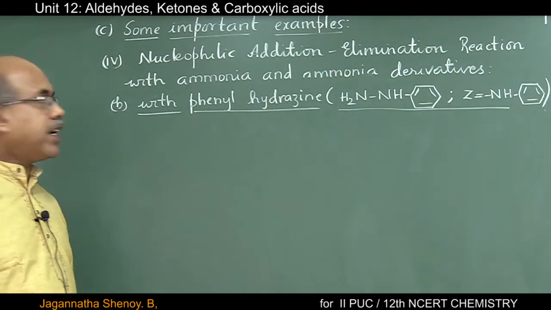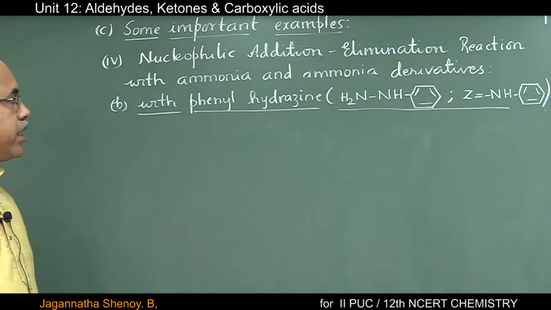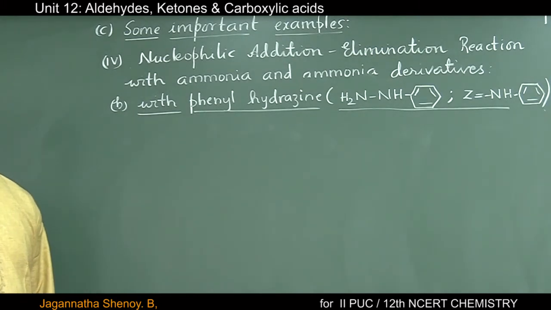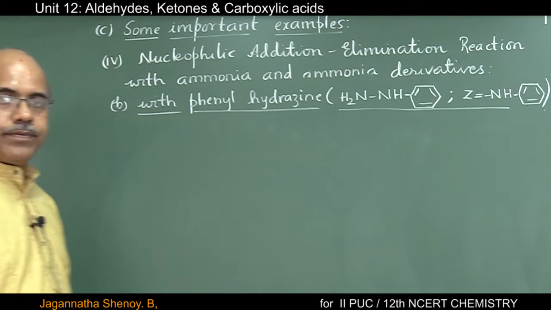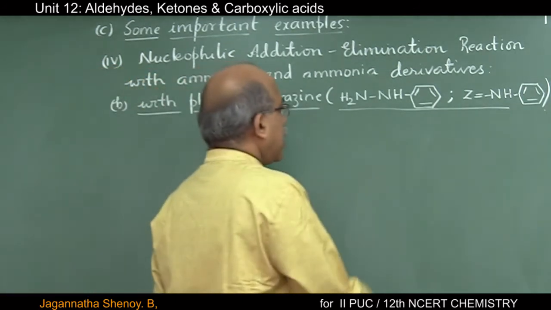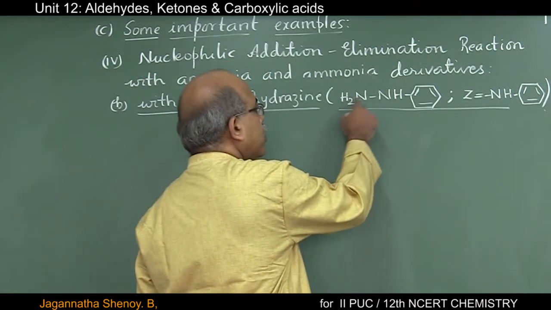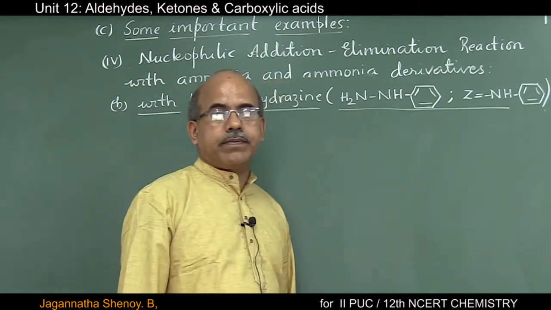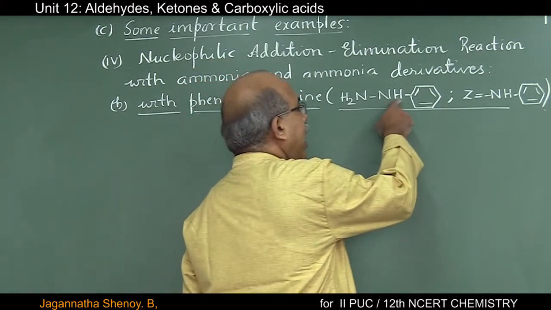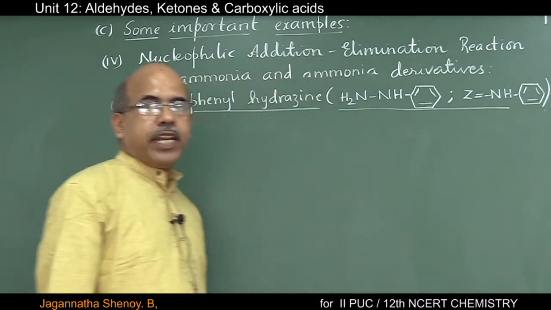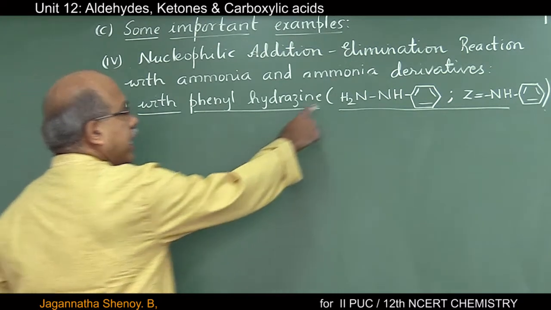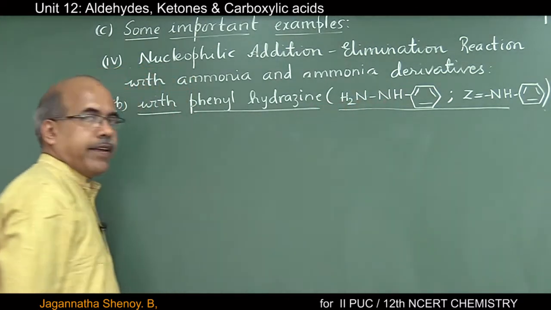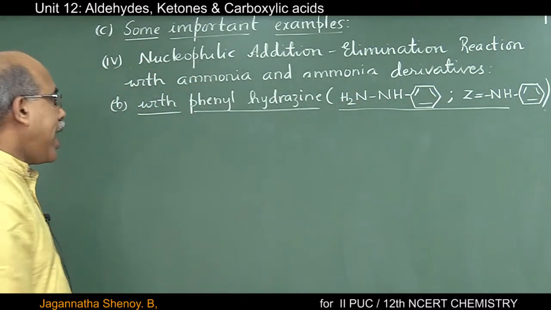The next reaction we consider is between a carbonyl compound and phenyl hydrazine. Phenyl hydrazine is actually a derivative of hydrazine. You know, hydrazine, the formula is NH2 single bond NH2. Here one hydrogen atom is replaced by a phenyl group. So what should we get then? We have to get NH2 NHC6H5, that is nothing but phenyl hydrazine.